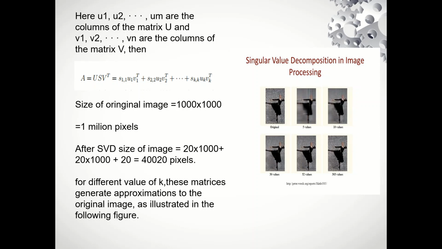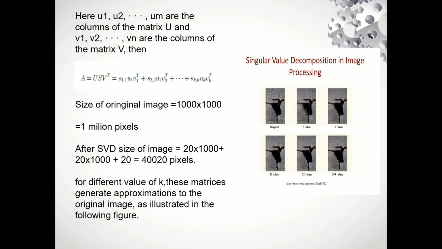Now suppose U1, U2, up to Um are the columns of the matrix U and V1, V2, up to Vn are the columns of the matrix V. Then matrix A equals U S V transpose, which equals S11 U1 V1 transpose plus S22 U2 V2 transpose, up to Skk Uk Vk transpose.